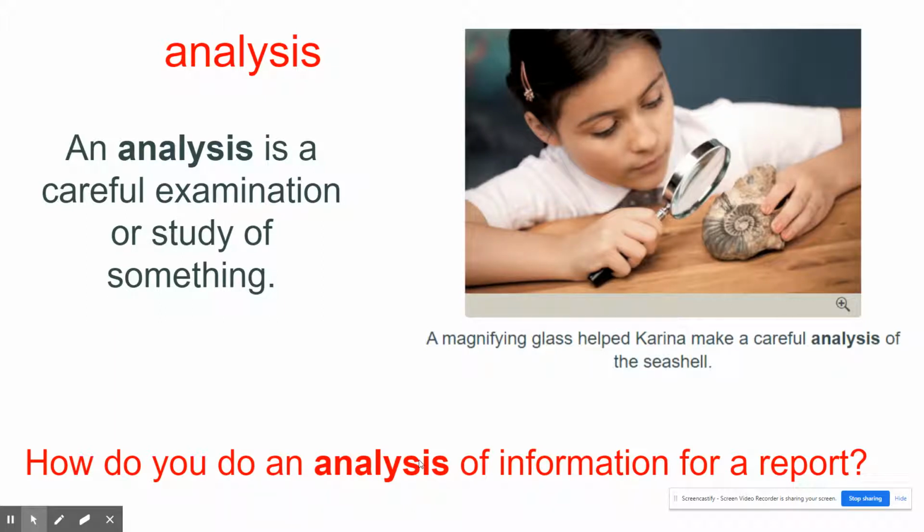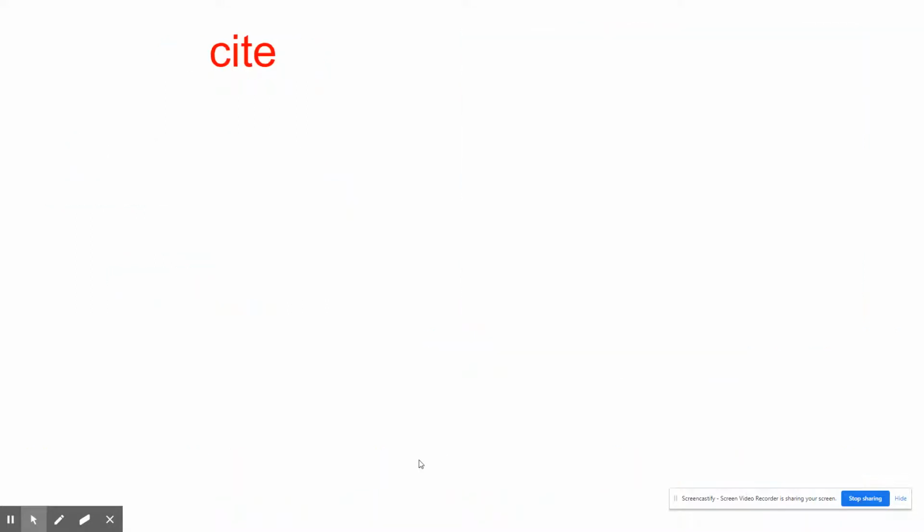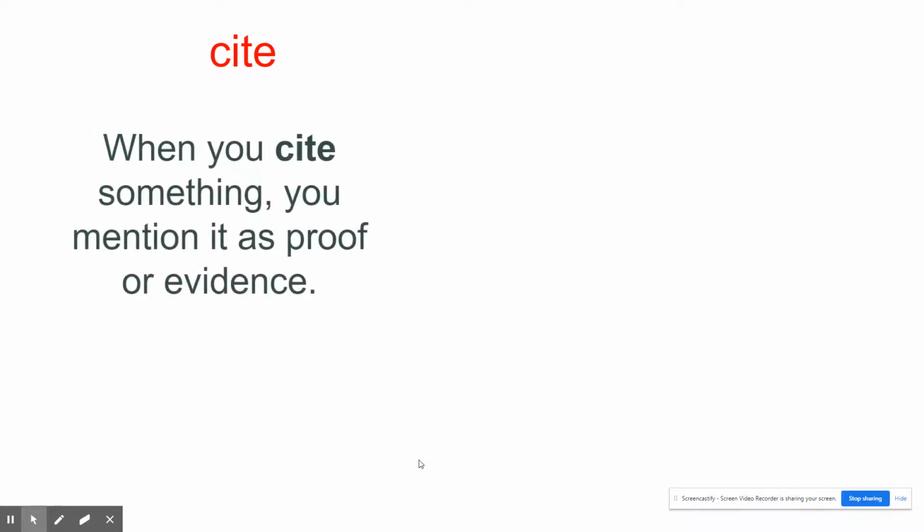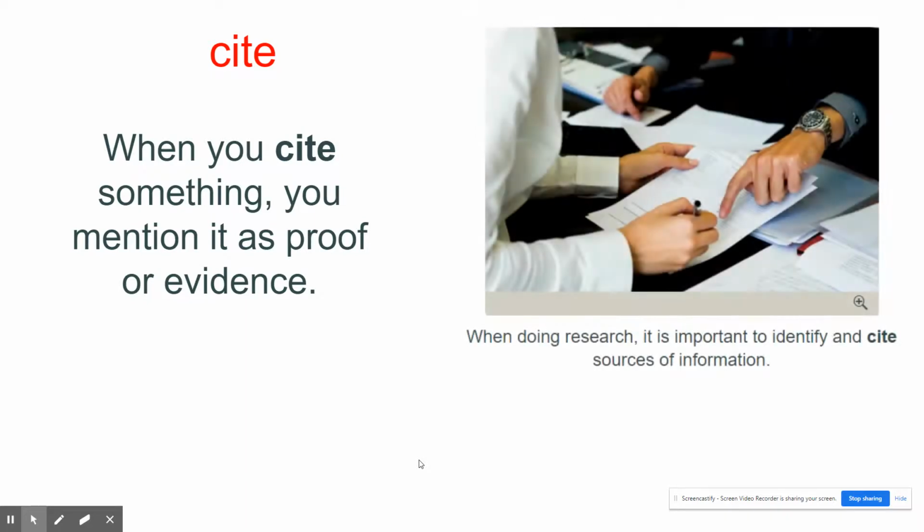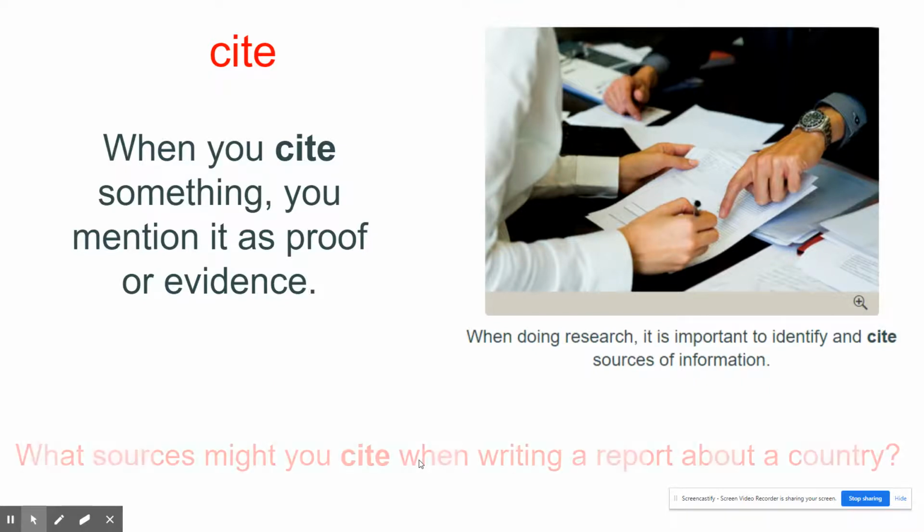So if you were doing a report, how would you go and analyze the information in order to write your report? Next word is cite. When you cite something, you mention it as proof or evidence. When doing research, it is important to identify and cite sources of information. So you cite information so you don't get what is called plagiarizing.